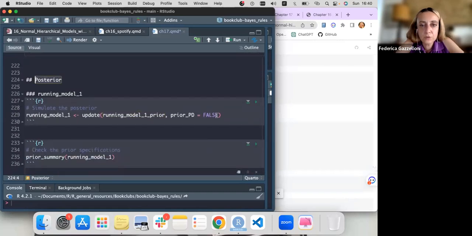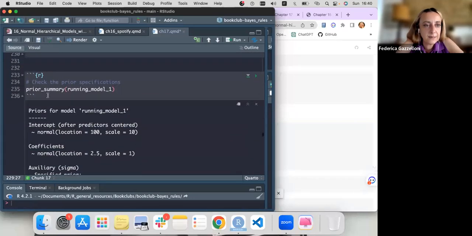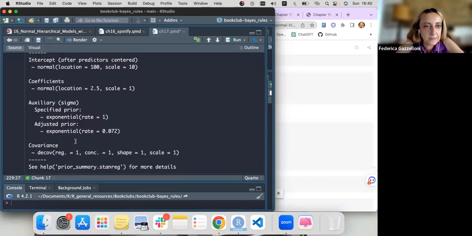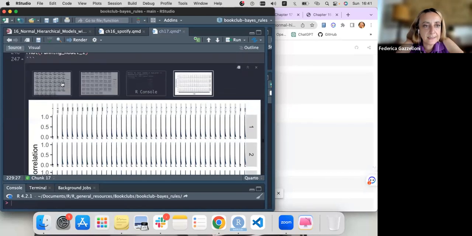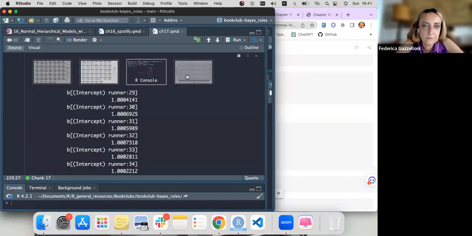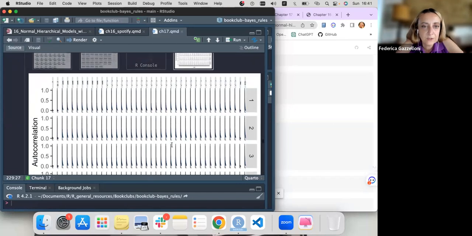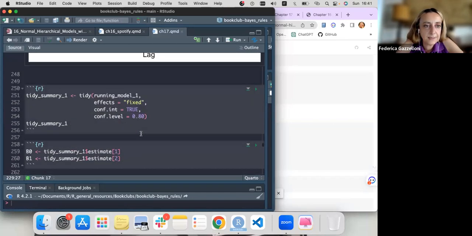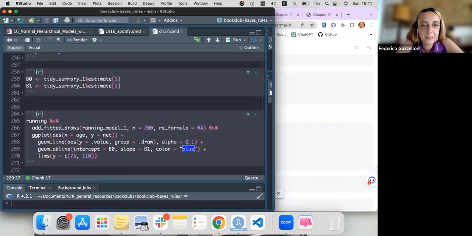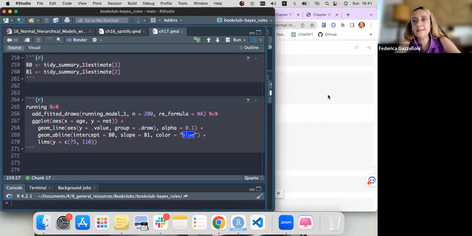And so, now going to have a look at the posterior, we update our model one prior with prior PD false. We have a summary and we see the specification of the model. And then basically we can do all the same thing.